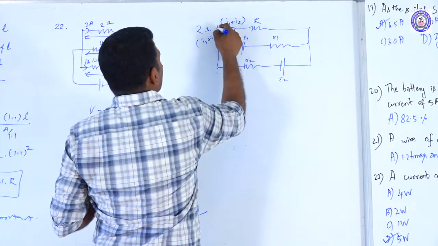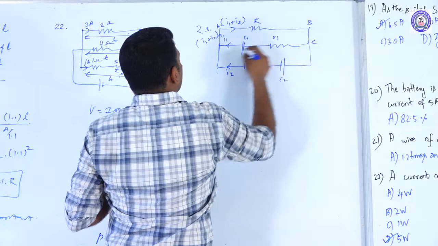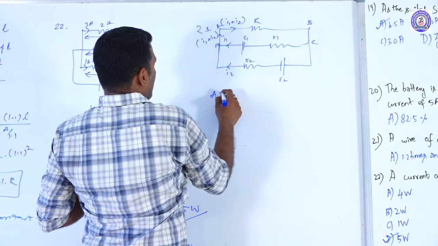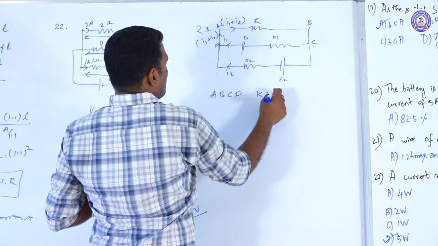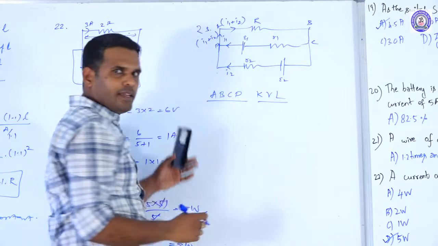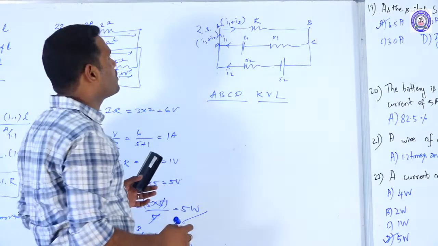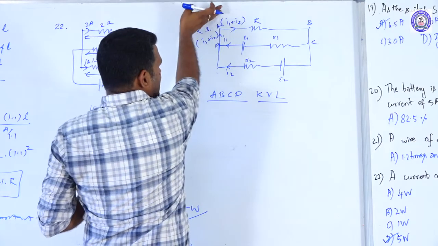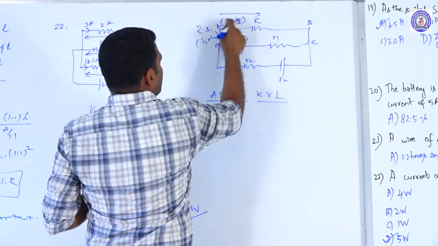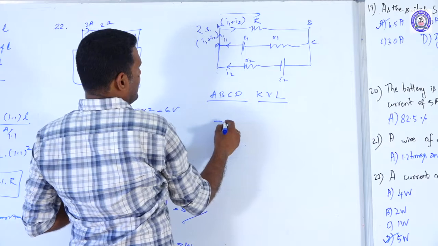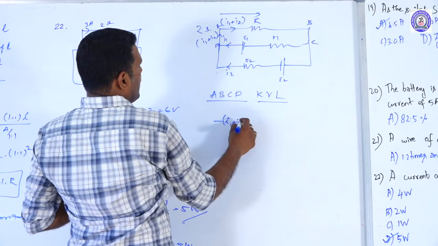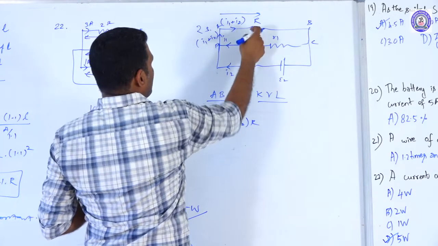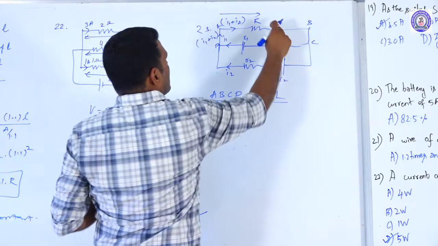I can take this path A, B, C, D. I am applying Kirchhoff's voltage law to the closed path A, B, C, D. So I am just going from this point. As I am travelling along the direction of flow of current, I can take minus of I1 plus I2, the product of current and the resistance, I1 plus I2 into R.